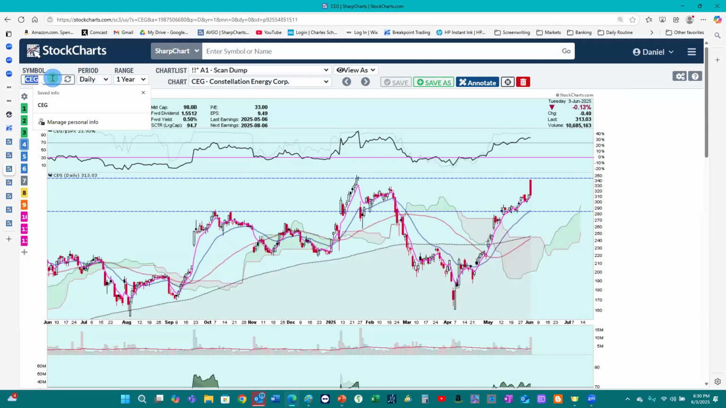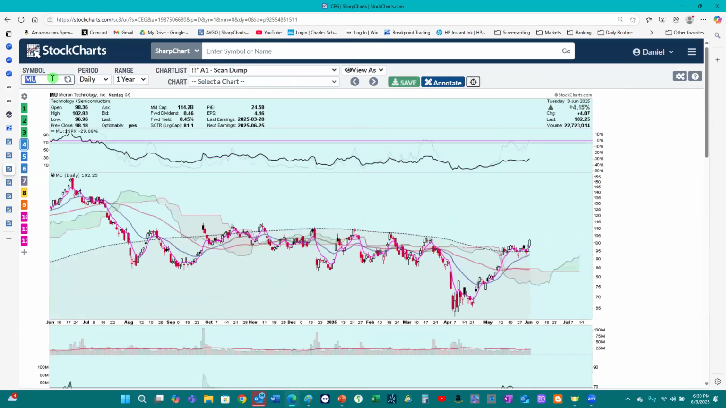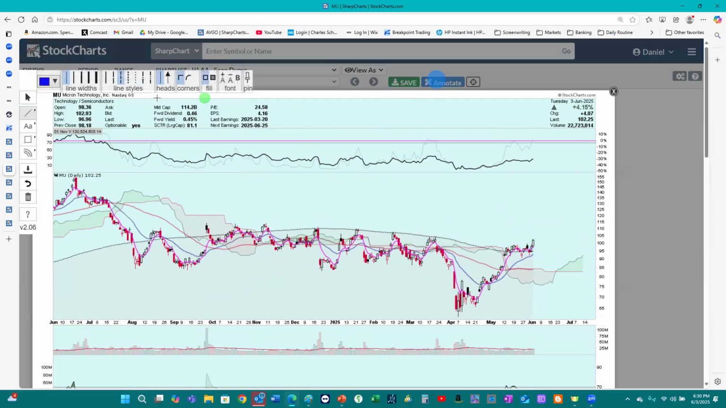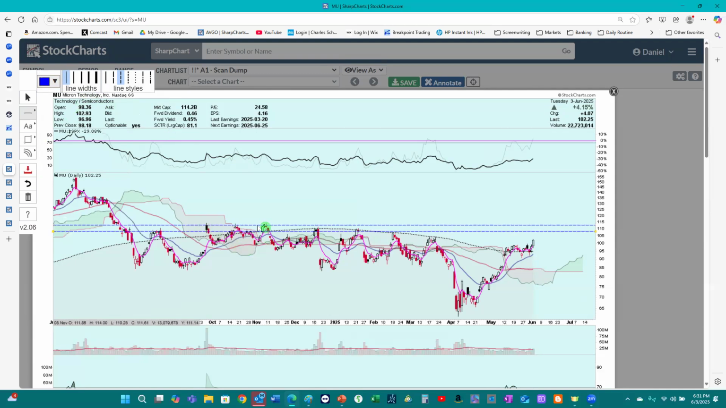And next one is MU. Micron, we've talked about this before. Micron breaking out of this consolidation, so that's positive. But let me show you. Let me put a couple of lines in here. Let me first put one in right about here. So there's resistance there. 1, 2, 3 times.